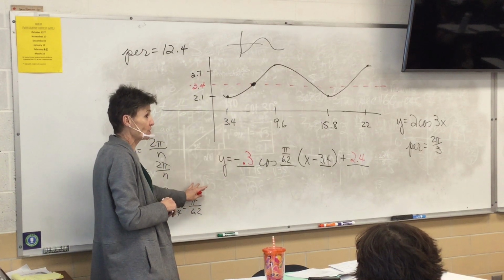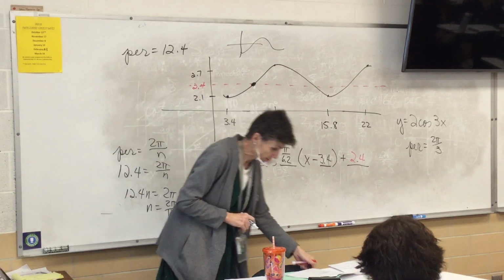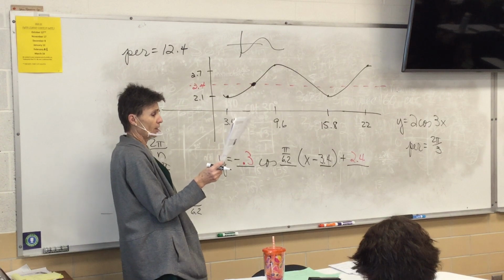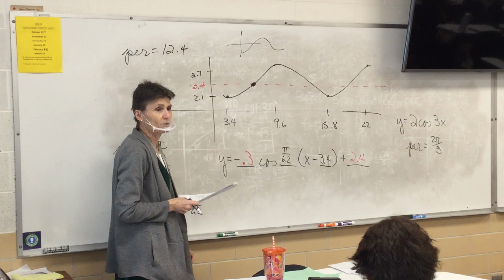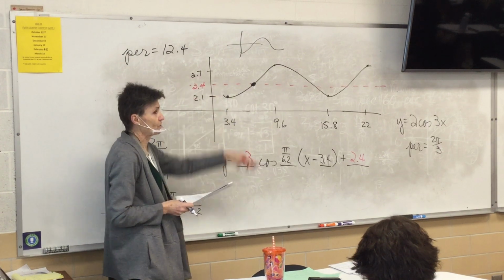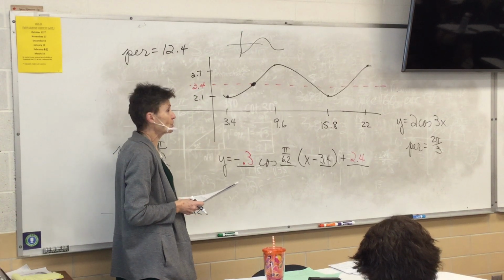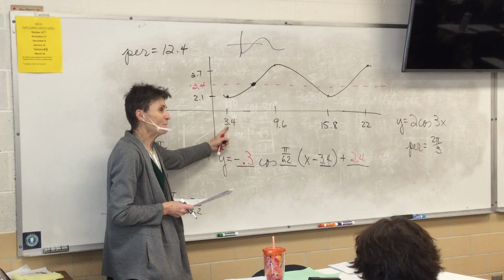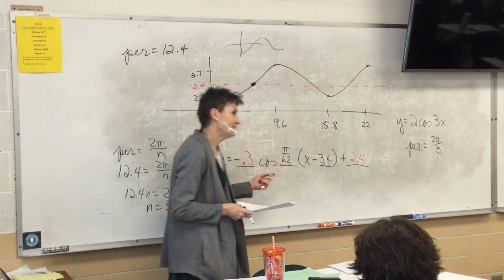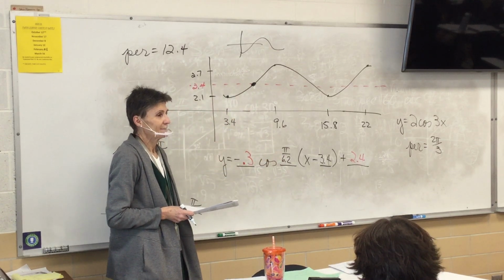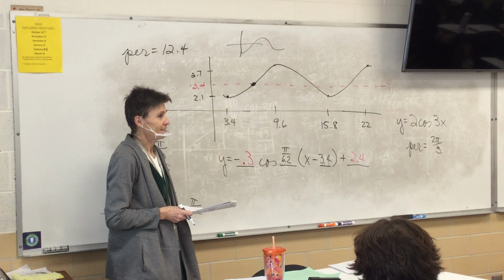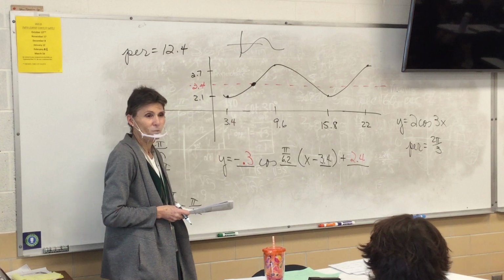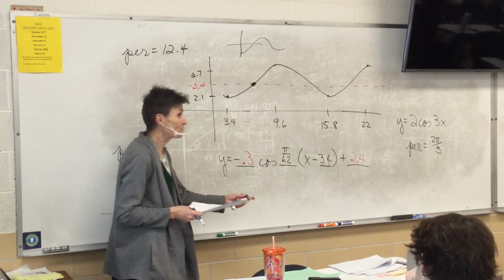Okay, so there's my equation. Now I'm ready to answer the questions. At what time on the 4th of July did the first low tide occur? All this is the 4th of July. So when did the first low tide occur? Well, we don't really say 3.4. We would say 3 hours and how many minutes? 24 minutes. So 3:24.